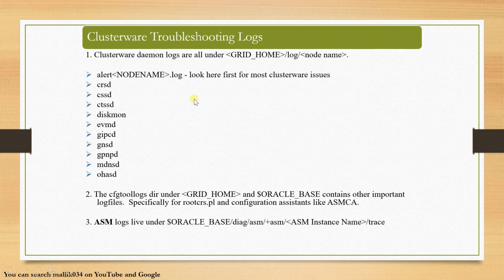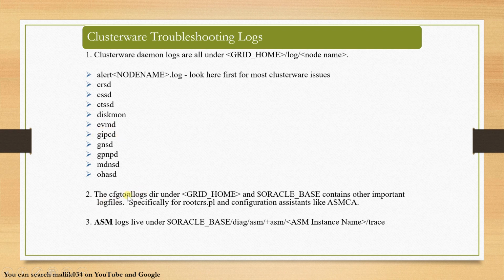And what are the troubleshooting logs? You can see them under the Grid home, log, and the node name. My Grid home is going to be under u01/app/11.2.0.4/grid/log, and the node name directory has all my troubleshooting logs: alert node name log, CRSD, CSSD, CTSSD, diskmon, evmd, GIPCD, GNSD, GPNPD, MDNSD, and OHASD. All these logs will be found under the Grid home log and node name. These are the main logs for the daemons. You can check all the daemon services logs if there is any issue.